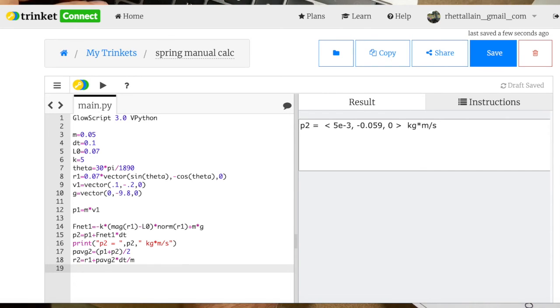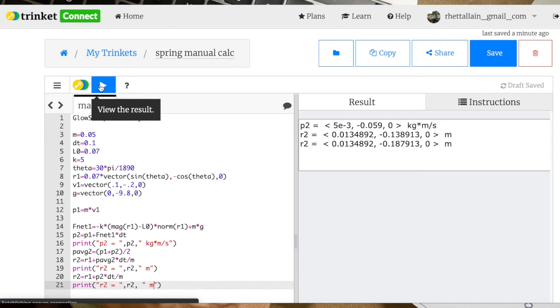And let's print that. R2 equals R2 meters. And then let's do it again. R2 equals R1 plus P2 times dt over m. And let's print it again. In Python, you can recalculate something that just goes with your last value. So I'm going to say print R2 equals R2 meters. And let's run that. It's nice to run it in the middle.